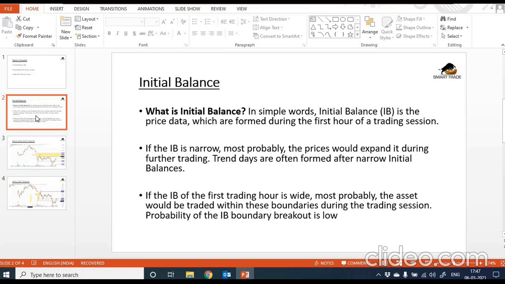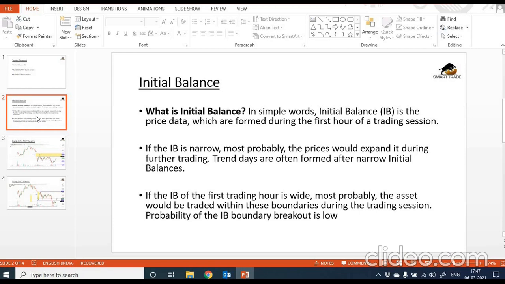And if the IB is wide, in all probability the price would rotate within the boundary of that range throughout the trading session, and the probability of a breakout from this range would be very, very low. These are the days when traders do a lot of overtrading and end up making huge losses, because here we do not know the direction in which the price will move, and we try to preempt the move.